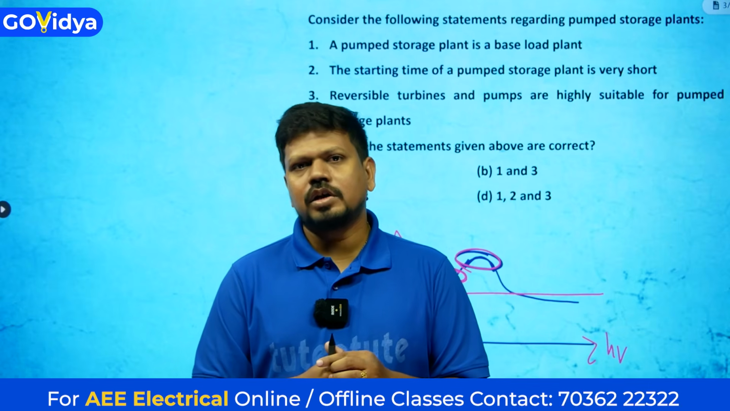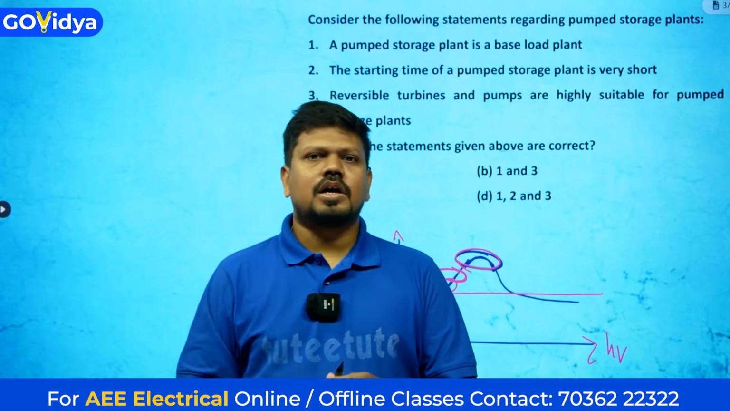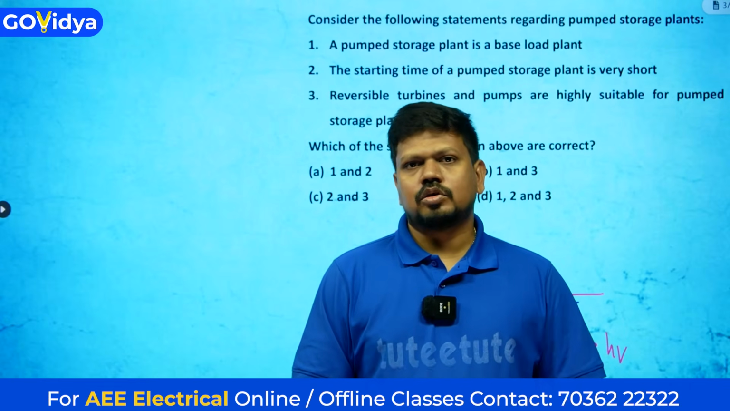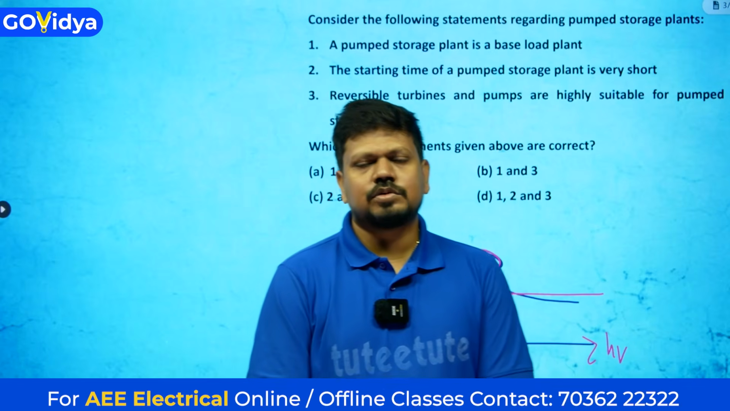That is the second type. So the third one is pumped storage. Pumped storage means there will be a main dam and a tail dam, so a tail pond and a main pond, like that we can call it. So these are the three types we are having.